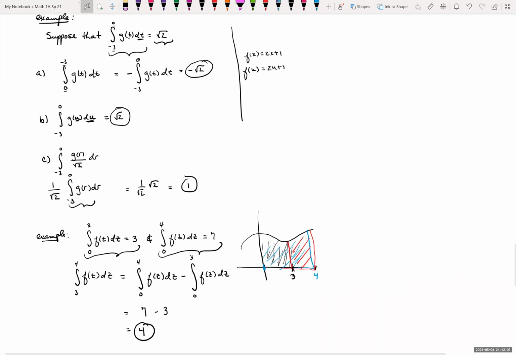So we didn't finish this section. We'll finish this tomorrow, and then we'll get into the fundamental theorem of calculus and an easier way to go through and do integration.